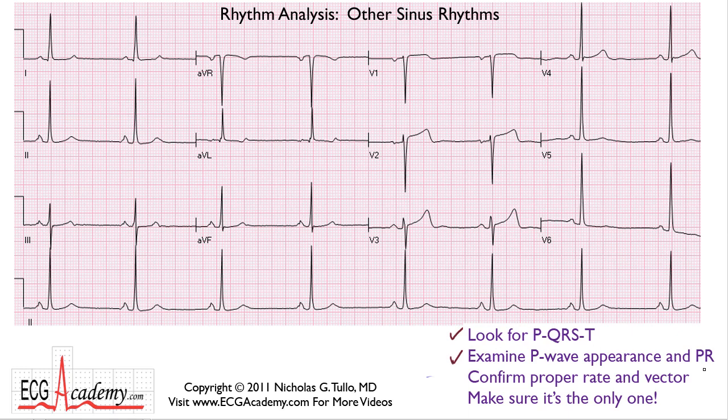Measure the PR interval and make sure you're in the right ballpark, between 120 and 200 milliseconds. Calculate the rate and examine the P wave vectors. Make sure that it's upright in 1 and aVF. If you can't see a P wave, then lead 2 is probably the best place to look for one. Then make sure that it's the only P wave and that there aren't any other atrial events going on.